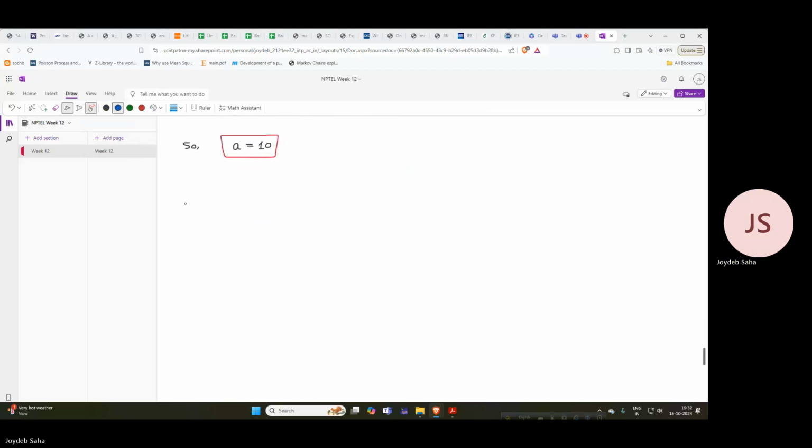Sorry. Part 2. Find the marginal density of X, which we can write f of X, right? Find f of X.